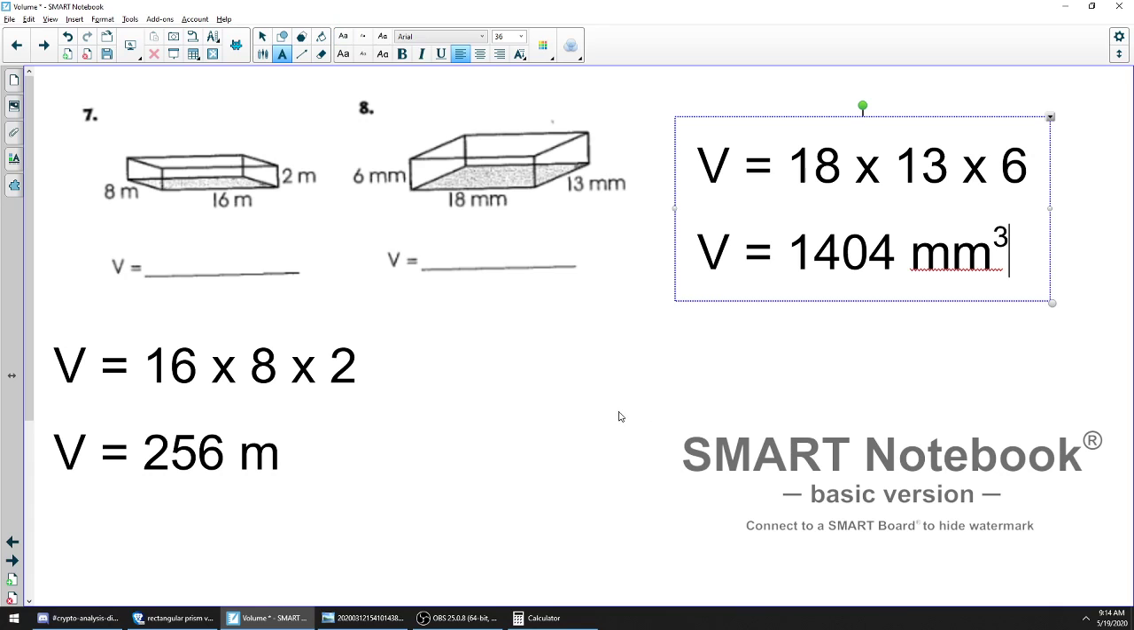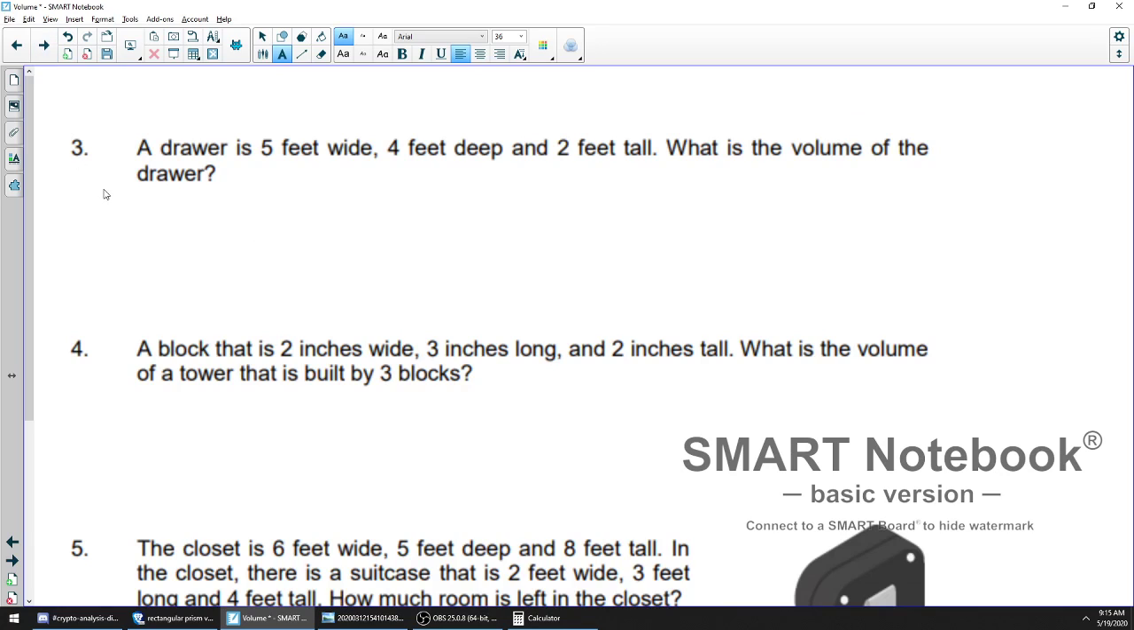I think we have a pretty good understanding of when it's just regular problems. So I'm going to work on some word problems today. Let's look at this. It's not as hard as you think. Sometimes we just have to plug in the numbers and use train tracks. A drawer is 5 feet wide, 4 feet deep, and 2 feet tall. What is the volume of the drawer?